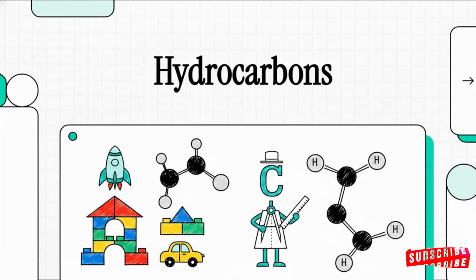I want you to think back for a second to when you were a kid, playing around with those interlocking plastic building blocks. With just a few simple pieces, you could build a house, a car, or even a spaceship. Well, nature has its very own ultimate set of building blocks, and we call them hydrocarbons. In the world of chemistry, carbon is basically our master architect, and today we're going to learn exactly how it builds the physical world around us.